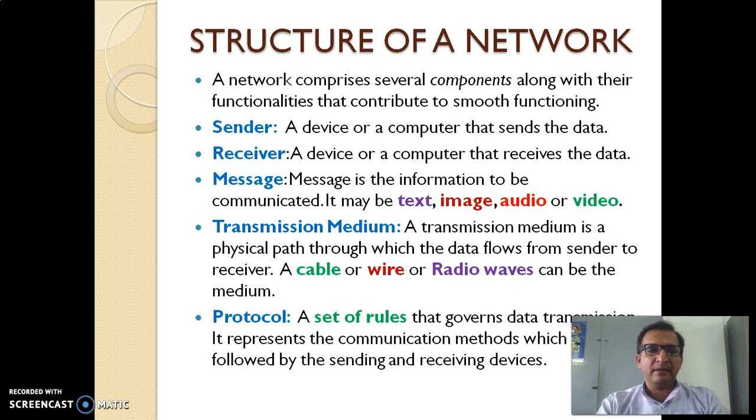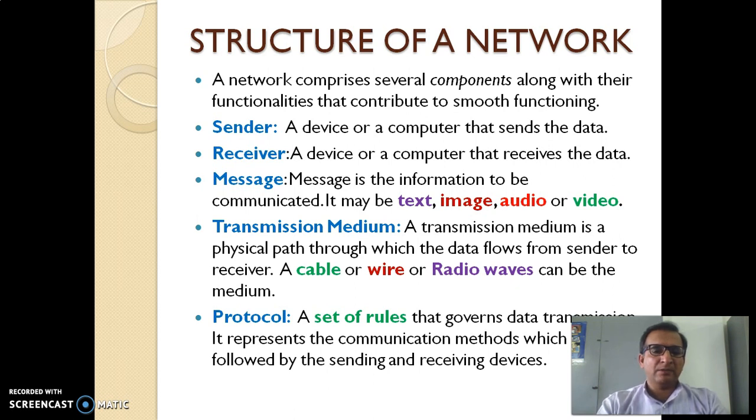A sender is a device or a computer that sends the data. A receiver is also a device or a computer that receives the data. A message is the information in the form of text, image, audio or video which is being communicated. And a transmission medium is a physical path through which the data flows from sender to receiver. It can be cable, wire or radio waves also.